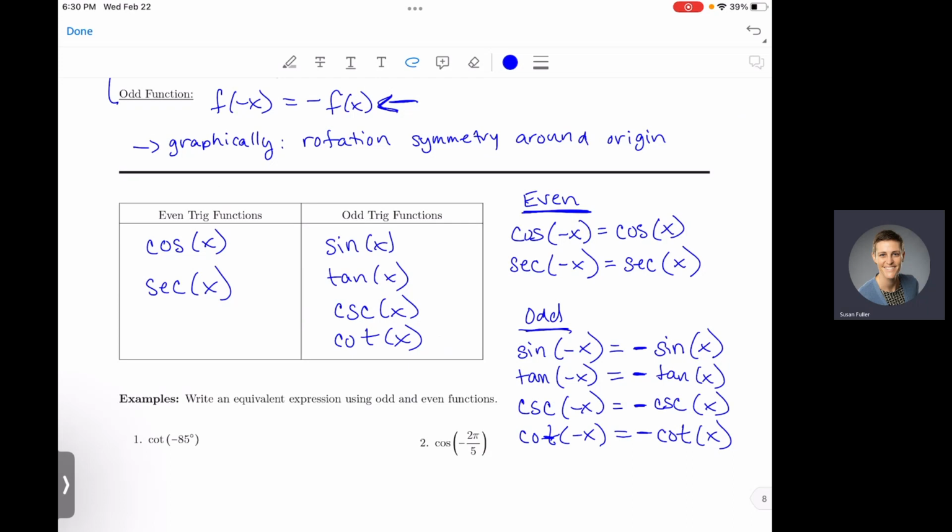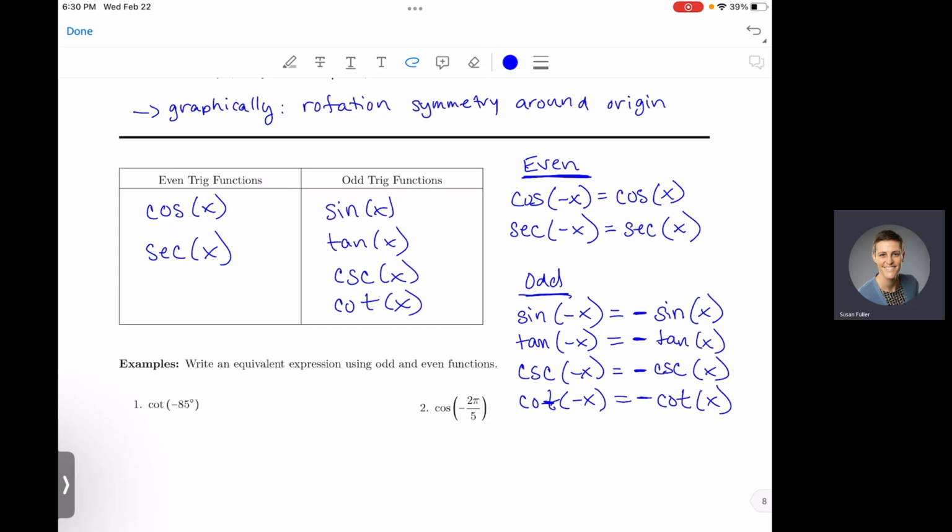So eventually we are going to call these identities. These are even and odd trigonometric identities. For now, we're just going to apply those to some functions. So let's look at number one here. It wants us to write an equivalent expression using even and odd functions. So I want to know, if I take the cotangent of negative 85 degrees, I just want an equivalent expression with a positive angle in here, basically.